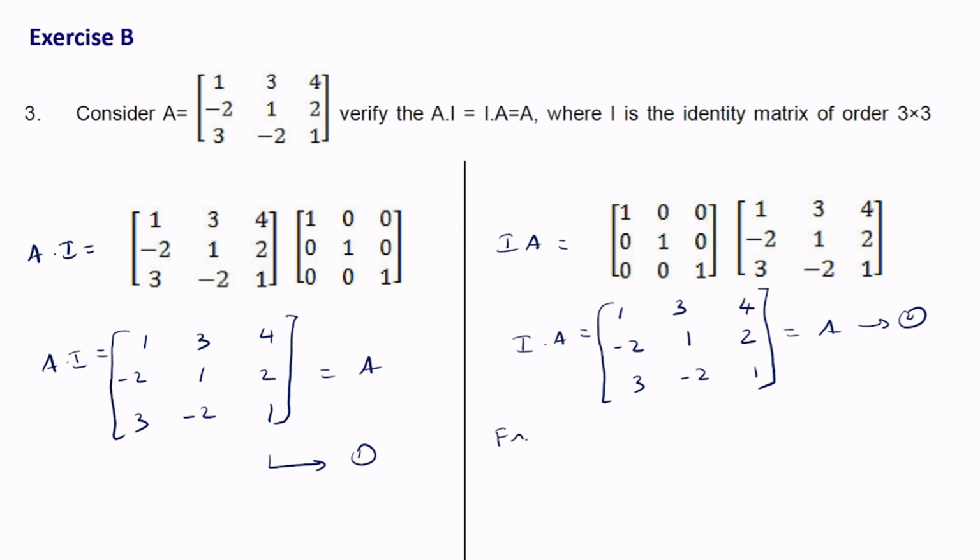So from 1 and 2, A into I equal to I into A equal to A.